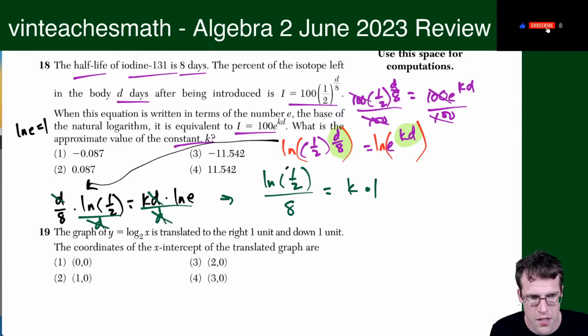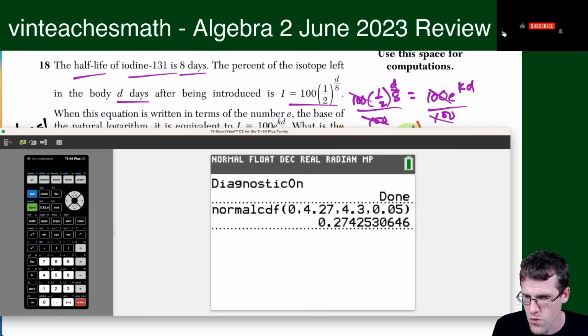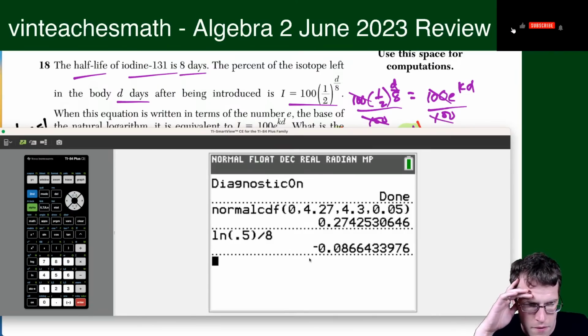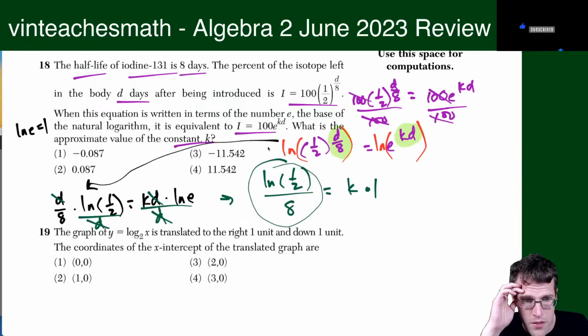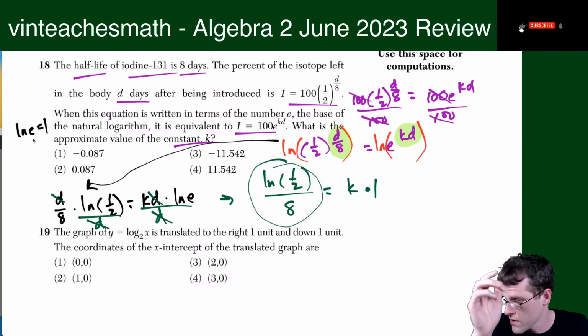So if you want to know what is k, just type this in the calculator. Natural log of a half divided by 8. So natural log of a half, which is 0.5, and then divide by 8. Negative 0.087, which is choice 1.